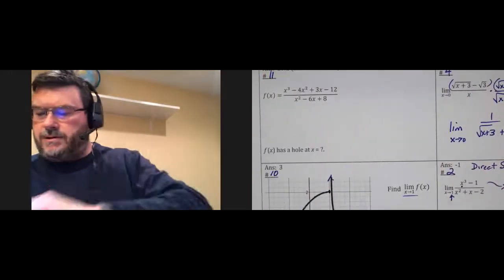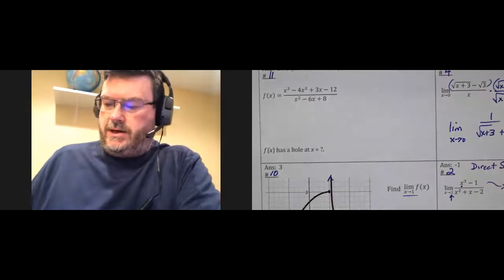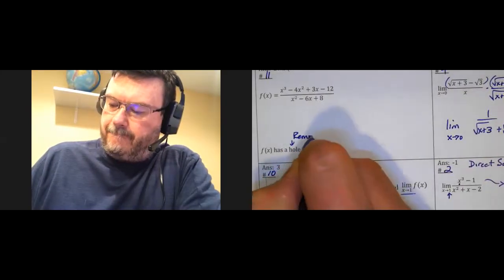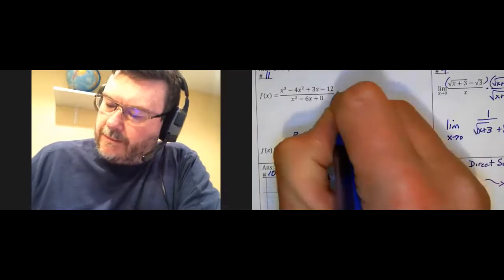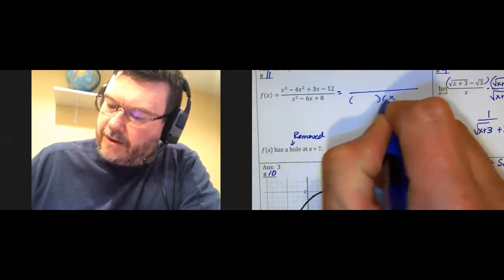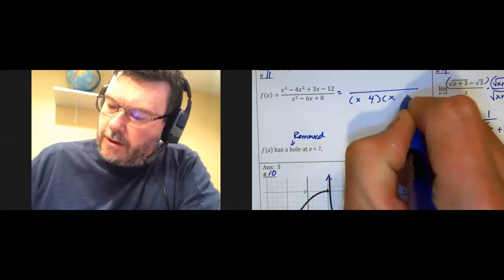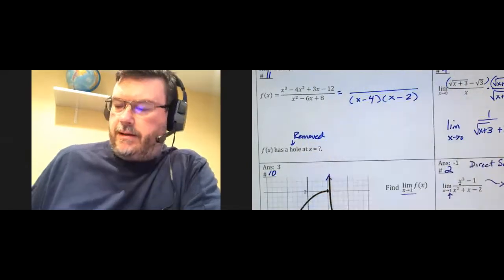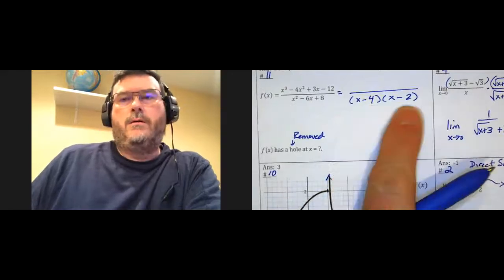And 11 goes, f of x has a hole. Oh, it has a hole. So that means that I removed something. So if I remove something, I need to make sure that it removes out of here. So I need 4 and 2. I need minus and minus. So I need to either take out a 4 or a 2.